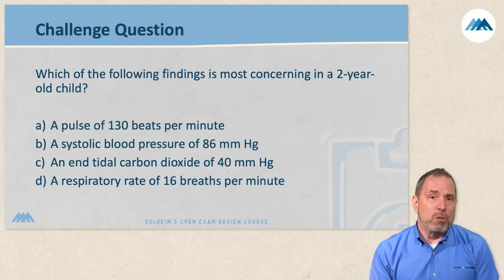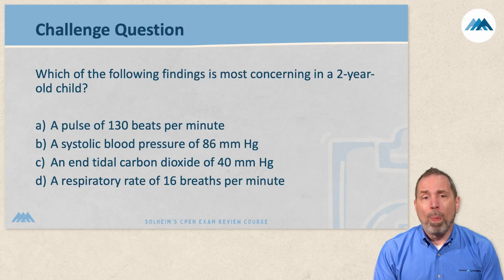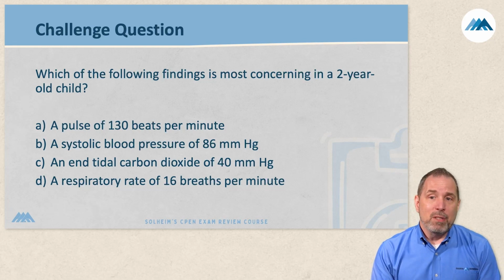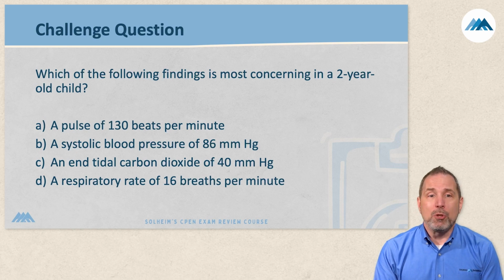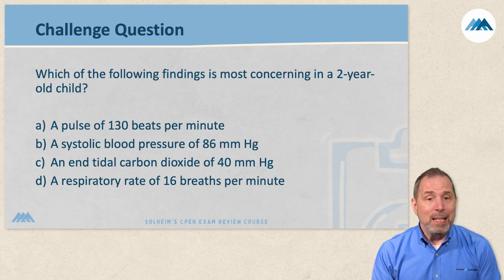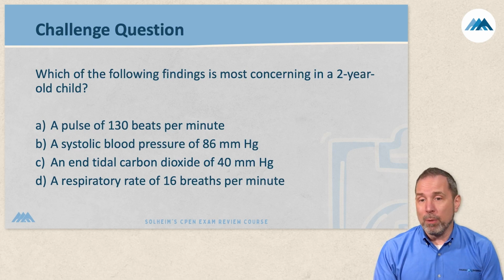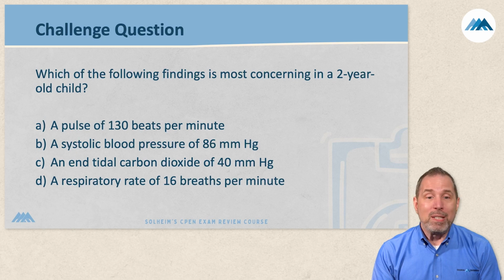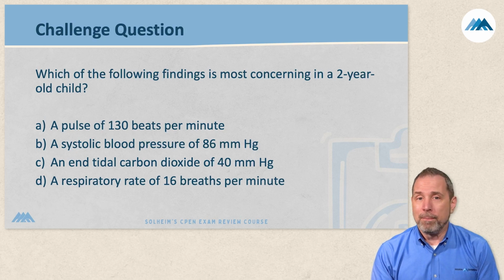So let's start with the challenge question. So your first challenge question here, which of the following findings is most concerning in a 2-year-old child? A, a pulse of 130 beats per minute. B, a systolic blood pressure of 86 millimeters of mercury. C, an end-tidal carbon dioxide of 40 millimeters of mercury. Or D, a respiratory rate of 16 breaths per minute. Give that some thought and see if you can come up with an answer.